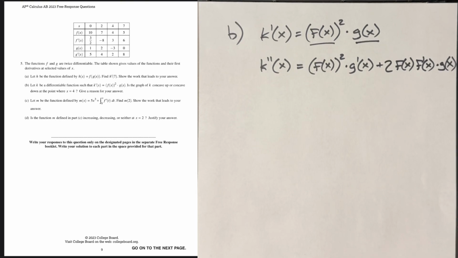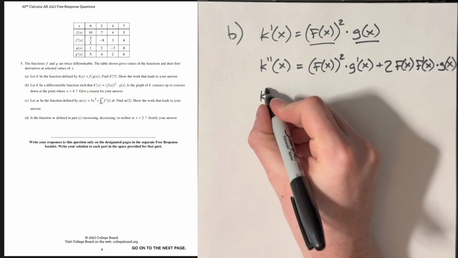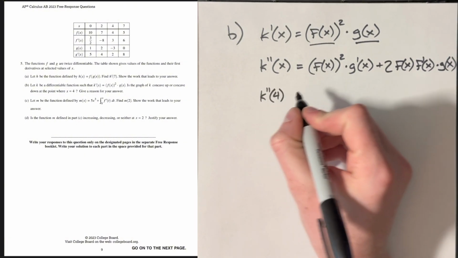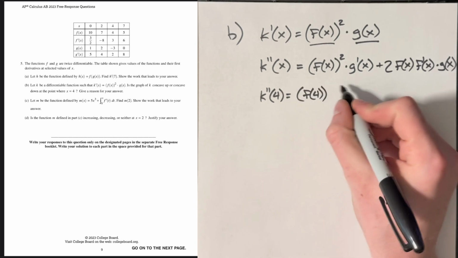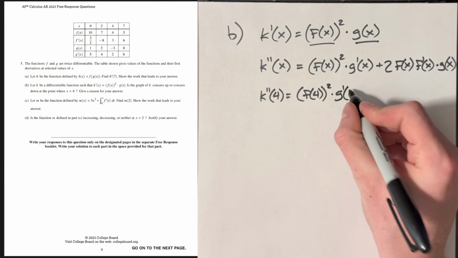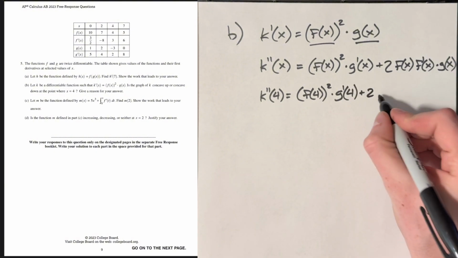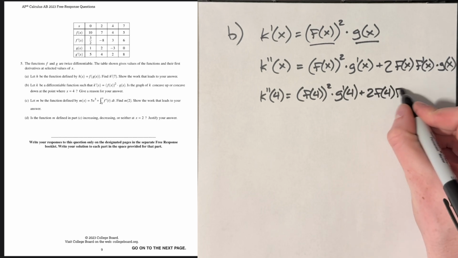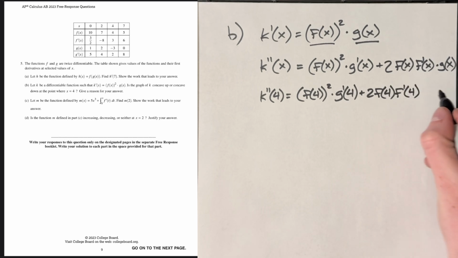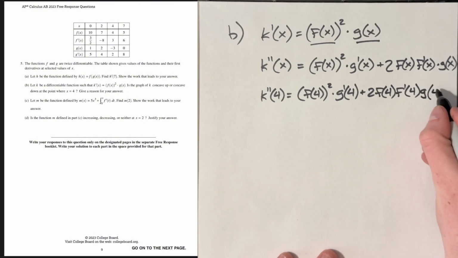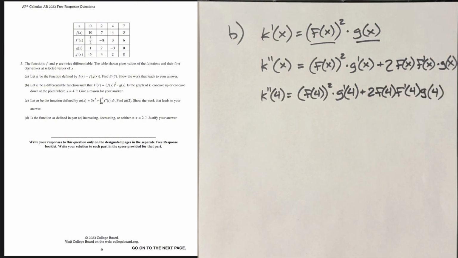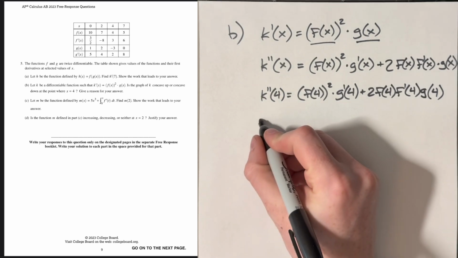Now it asks us about the concavity of this function at x is equal to 4. So we need to evaluate our second derivative at 4. That will equal f of 4 squared times g prime of 4 plus 2 times f of 4 times f prime of 4 times g of 4. So now we can look once again to our table and find these values.